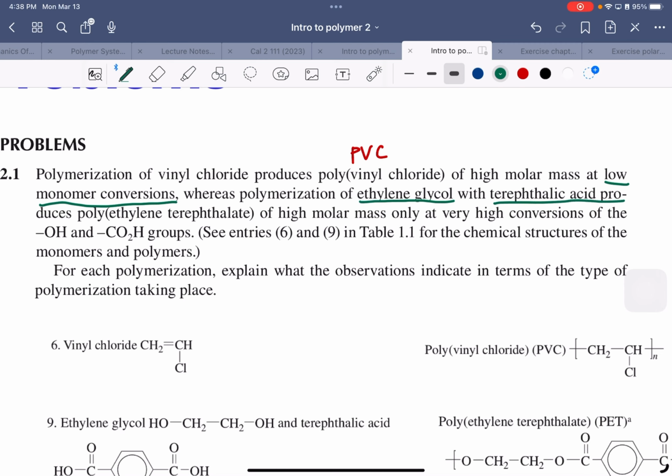and it produces polyethylene terephthalate of high molar mass only at very high conversions. That's a clue, and you need to keep it in mind when we deal with polymer synthesis: low monomer conversion for one, and very high conversions for the other. This means very high conversion of the functional groups, the alcohol and the carboxylic acid groups. See entries 6 and 9 to see the structures.